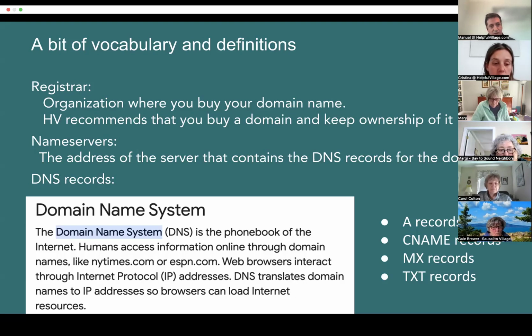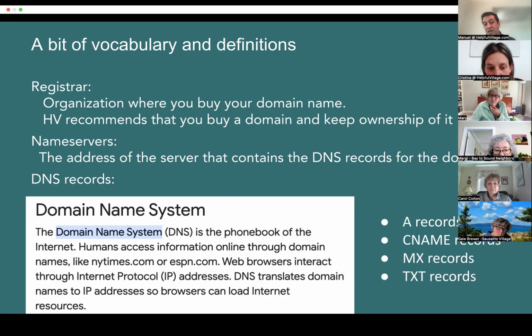First, there's one thing that is called a registrar. So a registrar is an organization where you buy your domain name, right? So Google Domains was a registrar. Squarespace is a different registrar. GoDaddy is another registrar. All are different companies where you can purchase a domain name from. Helpful Village definitely recommends that you buy a domain name and you keep ownership of it, okay? Which is the case for all of our customers. Mostly, you all have your own domain name.